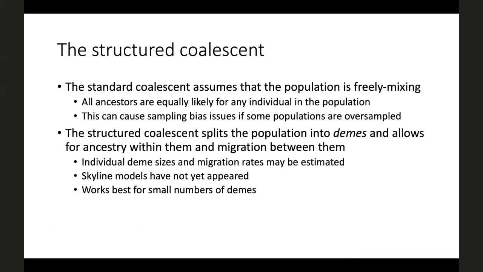I'm not aware in phylodynamics of models that combine the structured coalescent so much with the skyline models. Normally these are looking at mutation rates and assume a constant population size within each deme. These generally work best for small numbers of demes. The models struggle a bit when you get past a few.